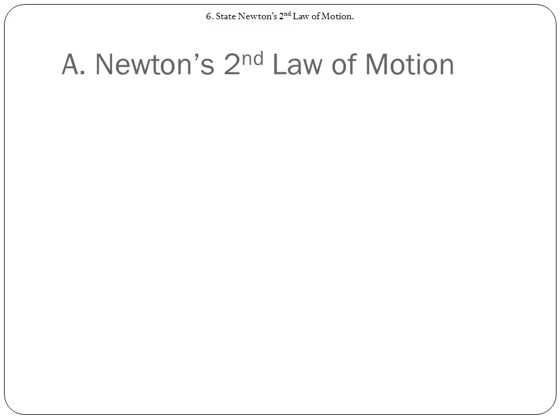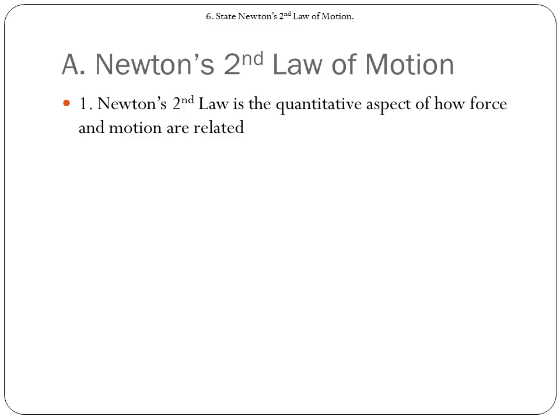So Newton's second law of motion is the quantitative aspect of how force and motion are related. The word quantitative simply means how the numbers work, or what is the numerical relationship between force and motion. So as you might expect, if we have a numerical relationship, Newton's second law is best stated with an equation.